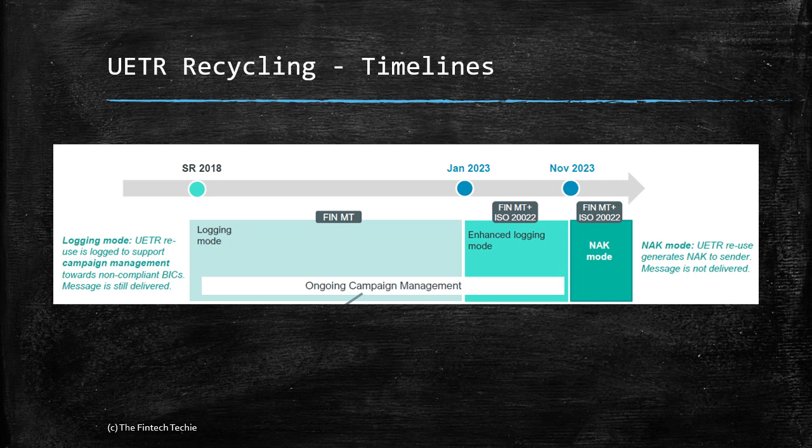In January 2023, an enhanced logging mode was introduced. Messages were still not being nacked, but the logging mode was enhanced. Why? Because with the introduction of ISO 20022 messages, the validation of the UETR has to happen across both MT and MX message types. Come this November 2023, it will be in NACK mode, which means that if the same UETR is used, the message would be nacked.